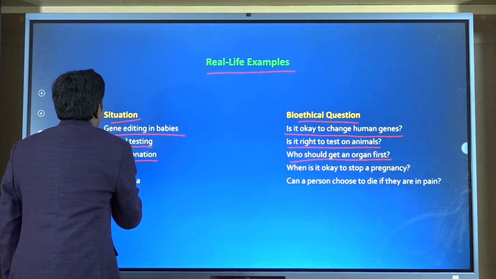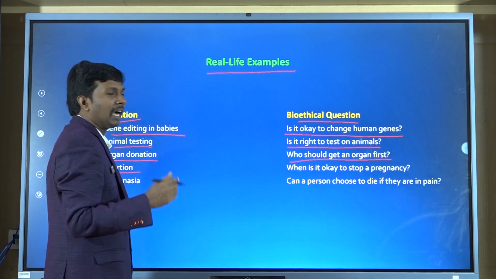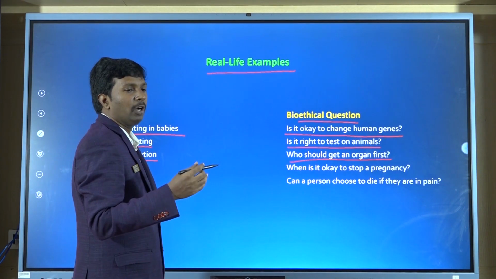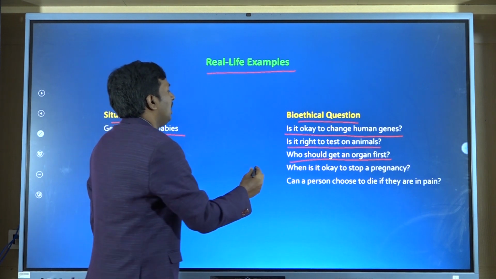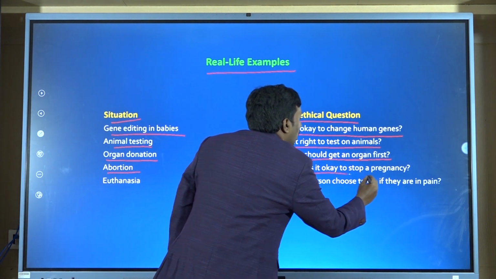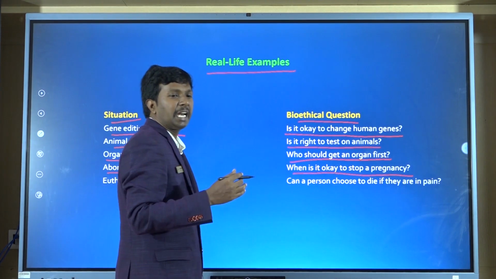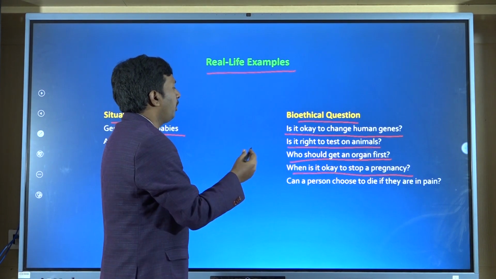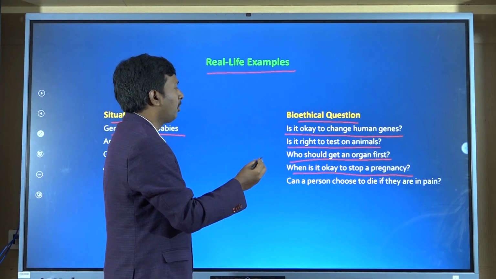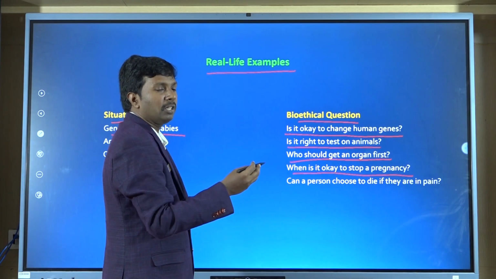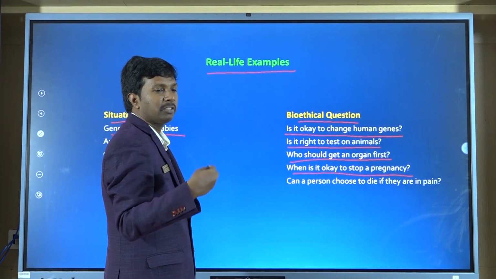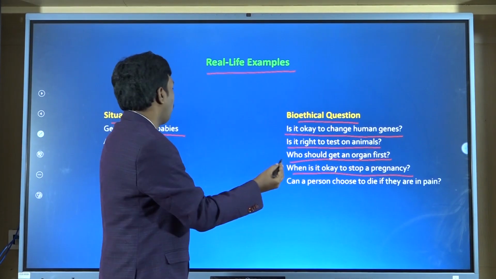And next one is abortion. If you are a doctor and you want to do an abortion, then we have to think about when it is okay to stop a pregnancy, and whether it is the correct way or the wrong way. Before doing the operation, we have to think about this bioethics question. If it is the right thing, we have some limits and rules we have to follow.